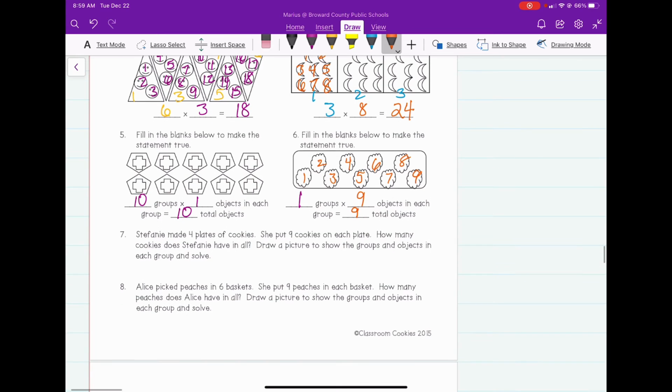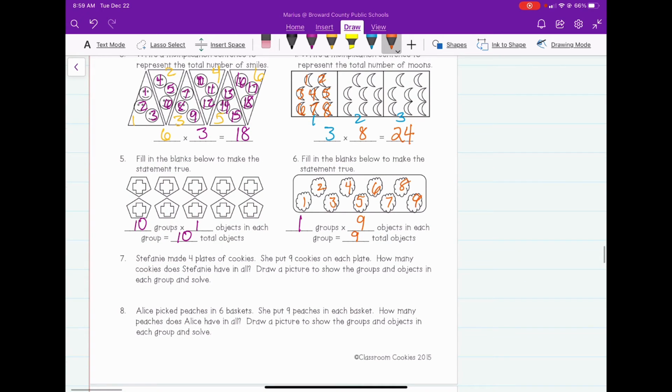All right, let's take a look at these last 2 word problems here. Number 7, Stephanie made 4 plates of cookies. She put 9 cookies on each plate. How many cookies does Stephanie have in all? Draw a picture to show the groups and objects in each group and solve. So she made 4 plates. Let's draw 4 plates. 1, 2, 3, 4. And on each plate, she put 9 cookies. 1, 2, 3, 4, 5, 6, 7, 8, 9.